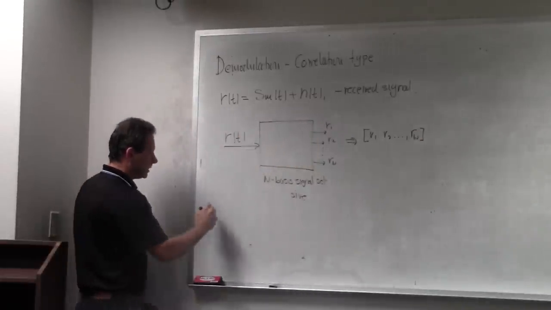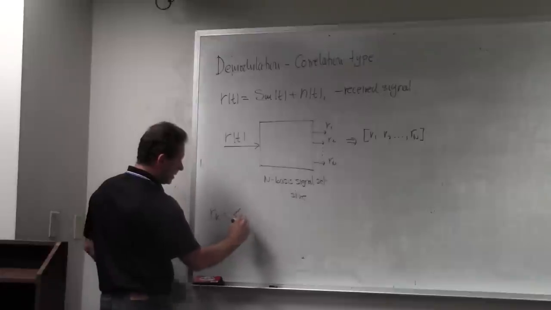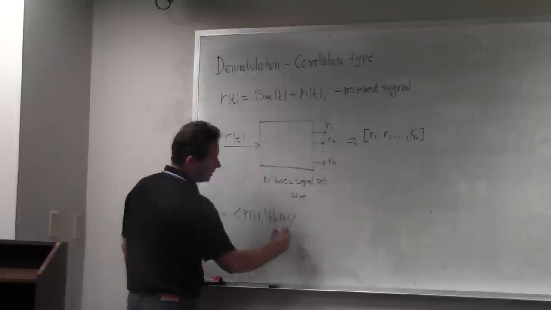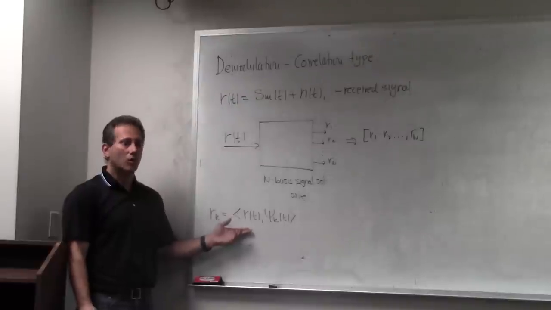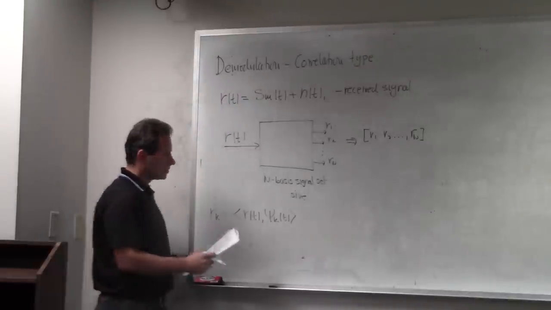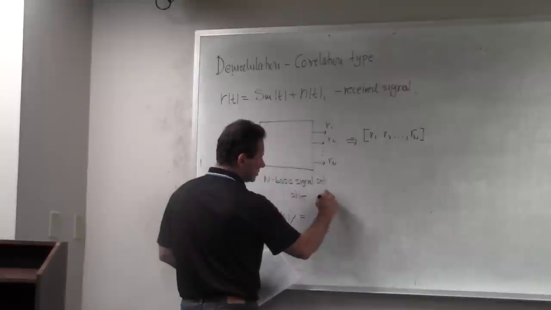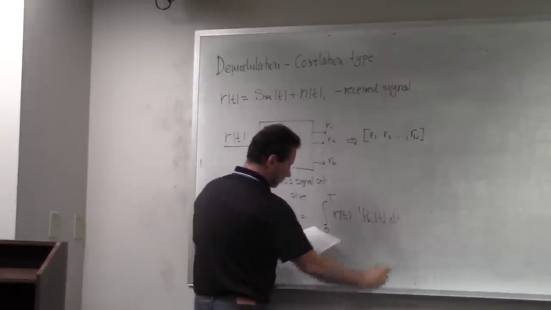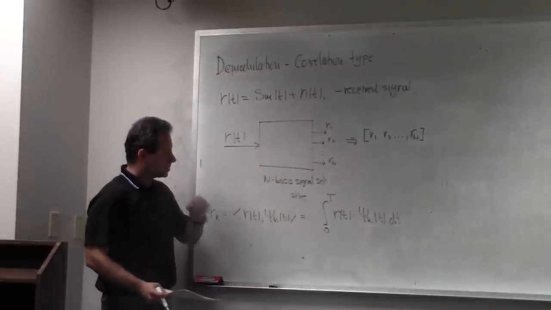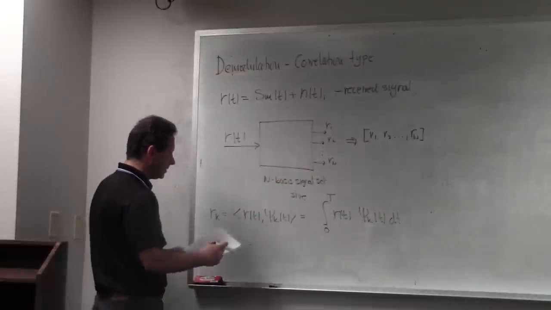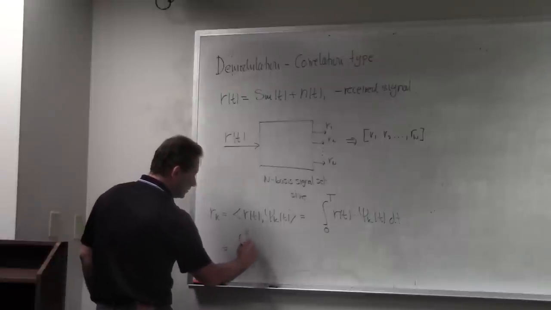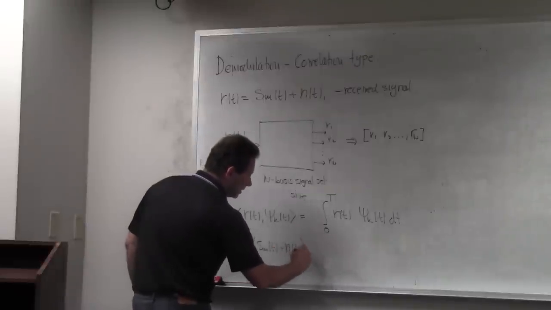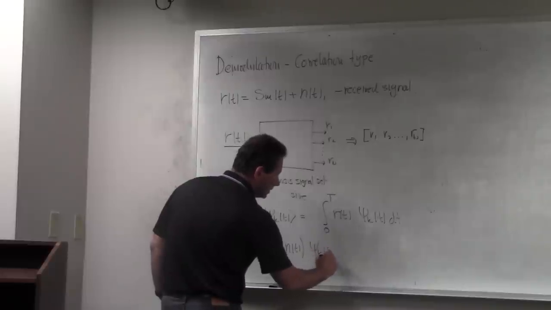How do I generate r_k? Well, we know r_k is going to be r(t) in dot product with psi_k(t). That's a projection of the received signal onto the basis signal psi_k(t). So this is, in other words, the integral from 0 to T of r(t) times psi_k(t) dt. If I now substitute what r(t) is, then this is an integral from 0 to T of s_m(t) plus n(t), times psi_k(t) dt.